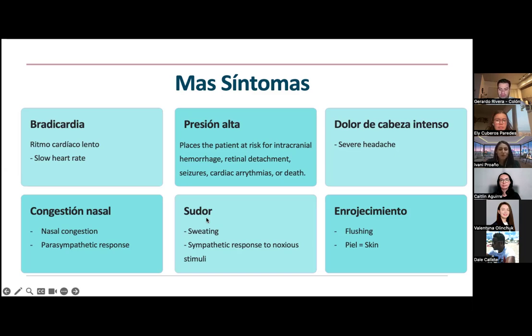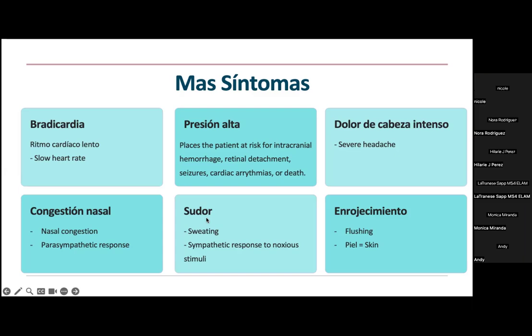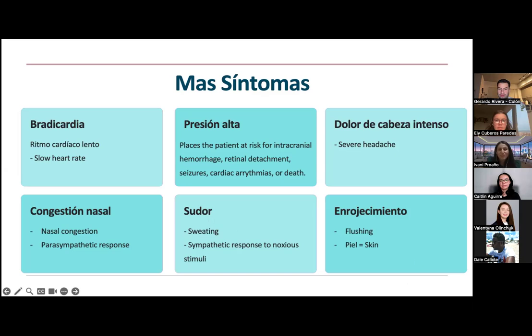And they would also have some parasympathetic symptoms such as nasal congestion, congestión nasal. And this would be the parasympathetic response. They would be sweating, sudor, están sudando. That would be the conjugation. And this is a sympathetic response because of the noxious stimuli. And we have enrojecimiento as well. So enrojecimiento would be flushing of the skin. Skin is piel.